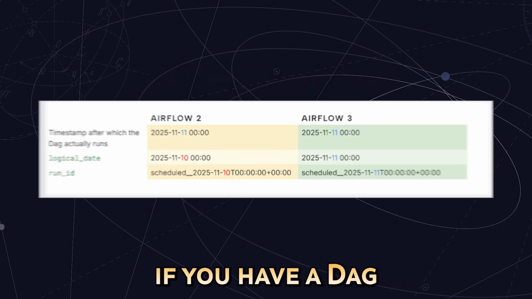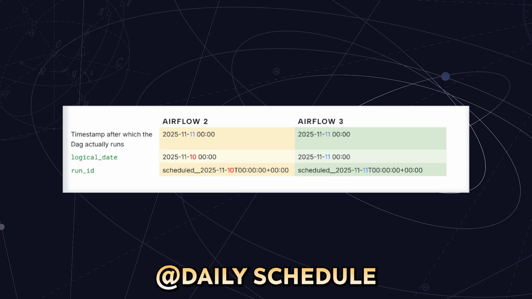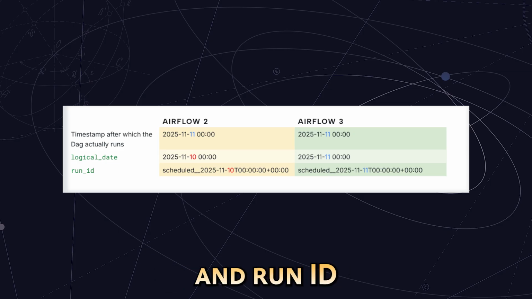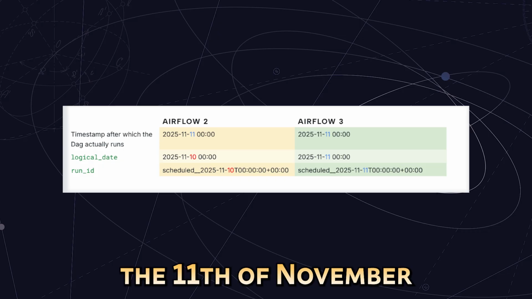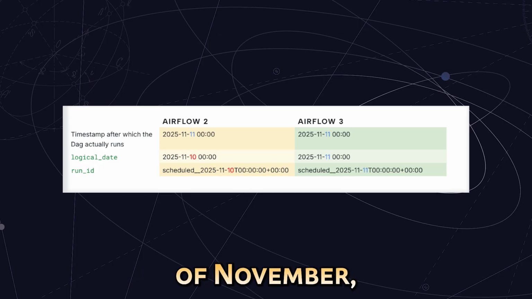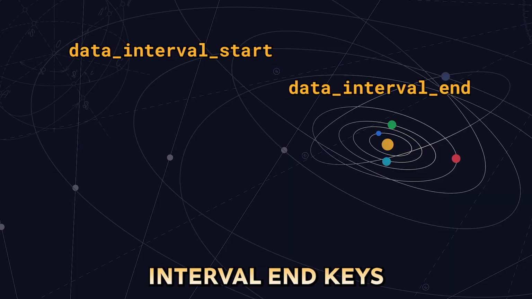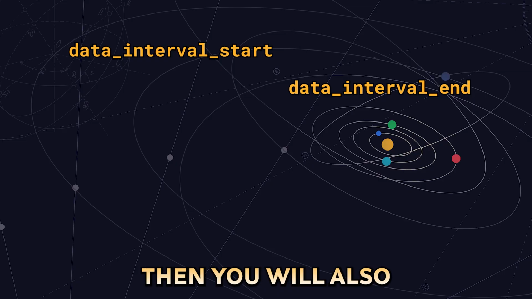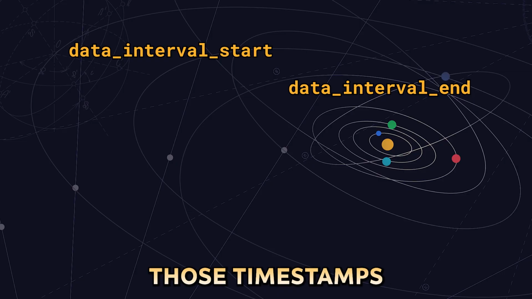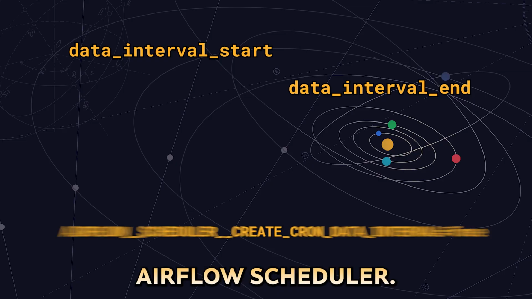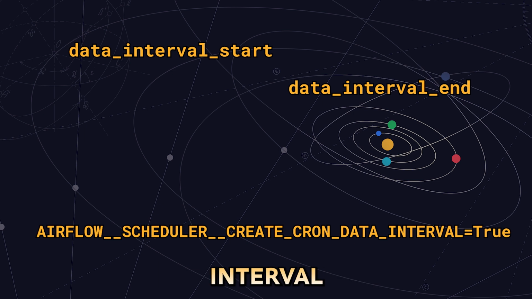For example, if you have a DAG that runs with an @daily schedule, the logical date and run ID of the DAG run that runs at midnight on the 11th of November is now going to be the 11th of November, and not, as previously in Airflow 2, the 10th of November. If you are using the data interval start or data interval end keys in your DAG logic, then you will also want to enable those timestamps by setting the Airflow Scheduler Create Cron Data Interval configuration to true.